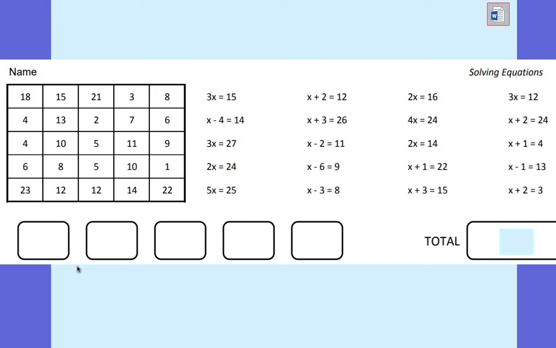Okay, so hopefully you should have ended up with a total of 30. That would be the total of all your remaining numbers in the grid.